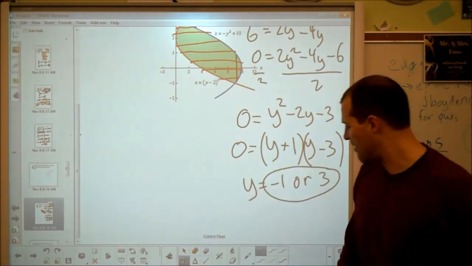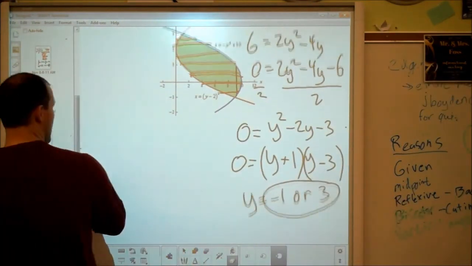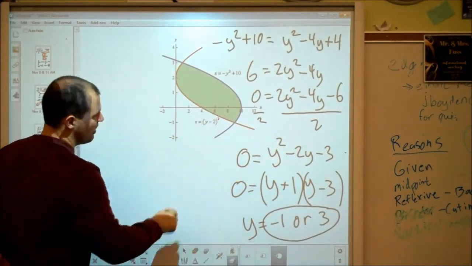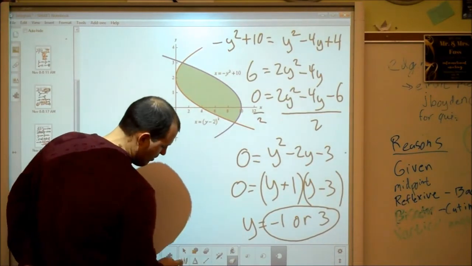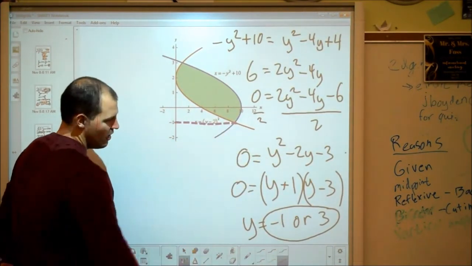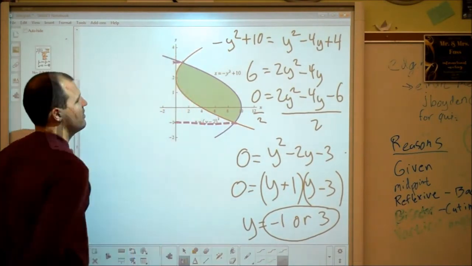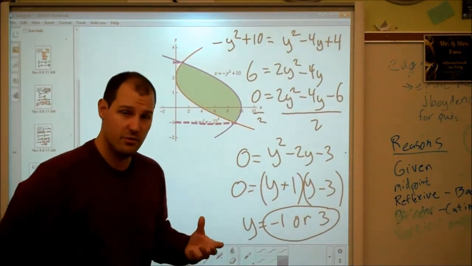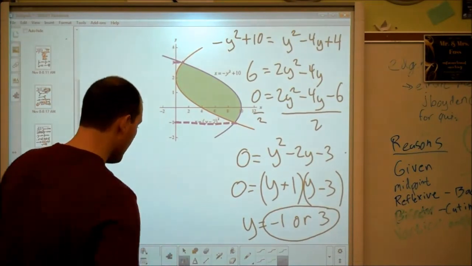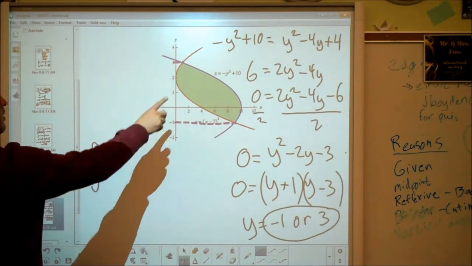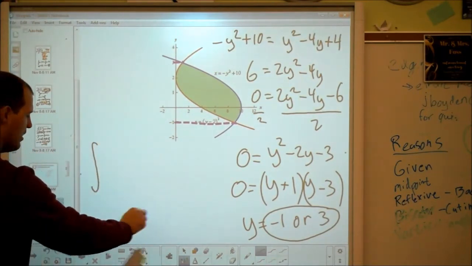Let's see if we can verify that visually based on the picture we had above. We had our graph up here, and we're claiming that it's when the y value is negative 1. Let's see, y value of negative 1 appears to be right here. Sure enough, that hits an intersection. Y value is 3. Sure enough, that hits an intersection as well. So visually, I can verify that that appears to be true. It gives me some confidence moving forward. That then allows me to start setting up my integral, which was from negative 1 to 3.